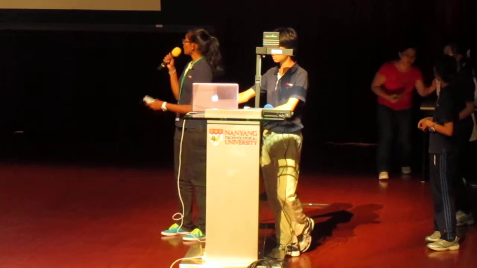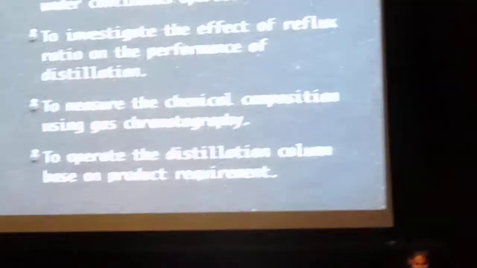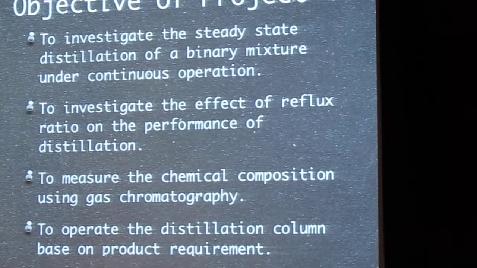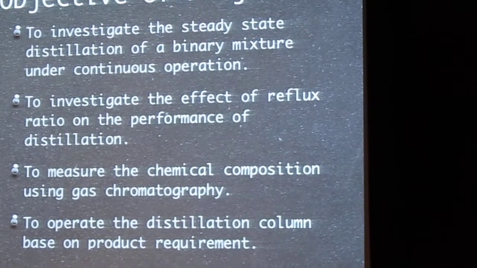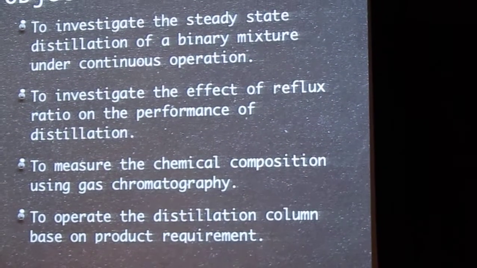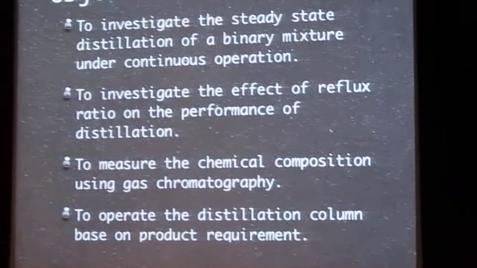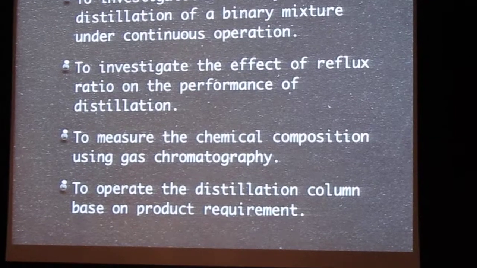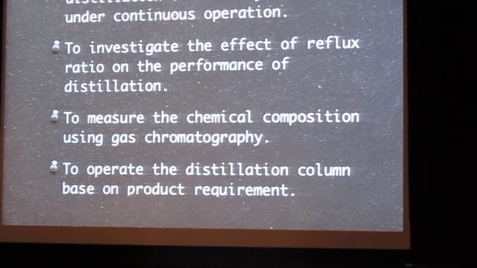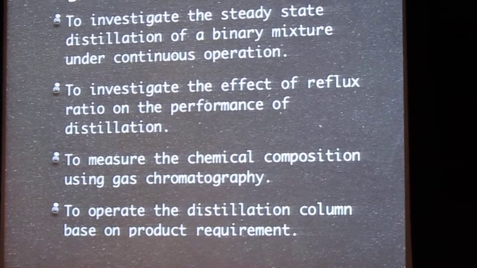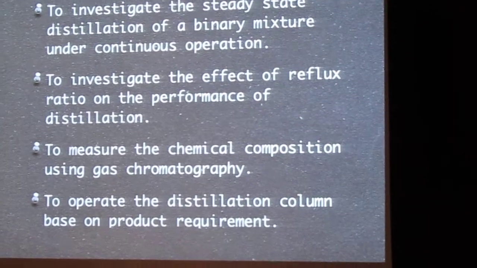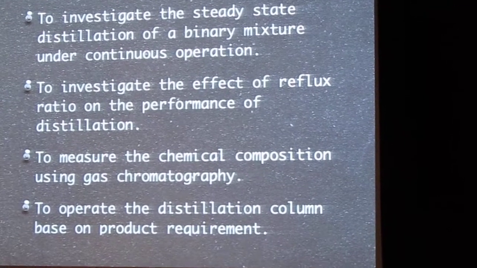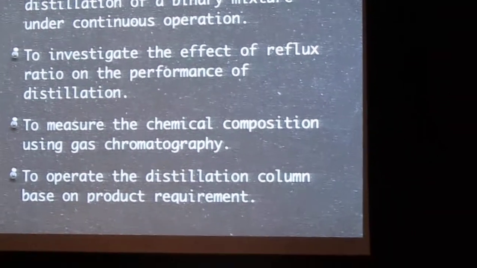There are basically four main objectives for our project. The first one is to investigate the steady state of distillation of a binary mixture under continuous operation. The second one is to see if the effect of reflux actually affects the performance of the distillation. The third one is to measure the chemical composition, which is ethanol and water, using gas chromatography. And the fourth one is to operate the distillation column based on product requirement.